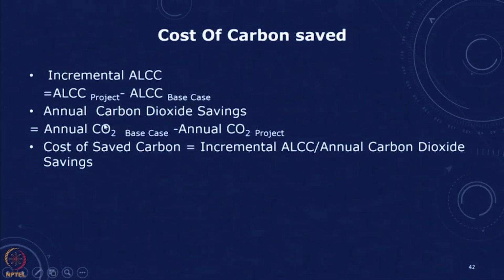Also, we will calculate the annual carbon dioxide savings, which will be the CO2 which would be there in the base case if you did not have any intervention, minus the CO2 in the project. So, the incremental annualized life cycle cost divided by the annual carbon dioxide savings will be the cost of saved carbon. Let us take an example and calculate this.